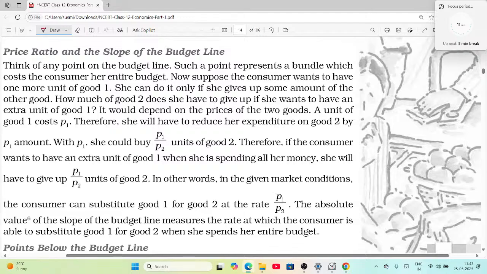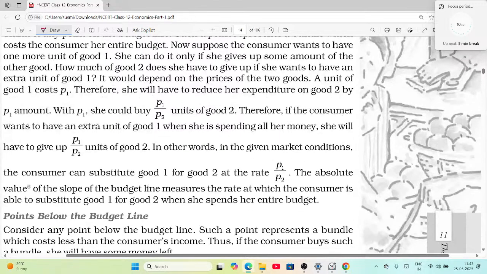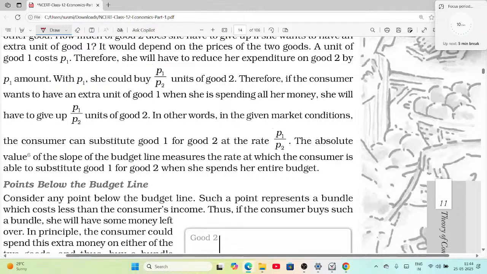Such a point represents a bundle which costs the consumer her entire budget. Now suppose the consumer wants to have one more unit of good 1. She can do it only if she gives up some amount of the other good, P1 by P2 units of good 2. Therefore, if the consumer wants an extra unit of good 1 when she is spending all her money, she will have to give up P1 by P2 units of good 2.